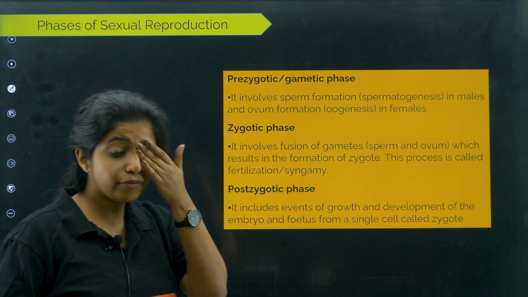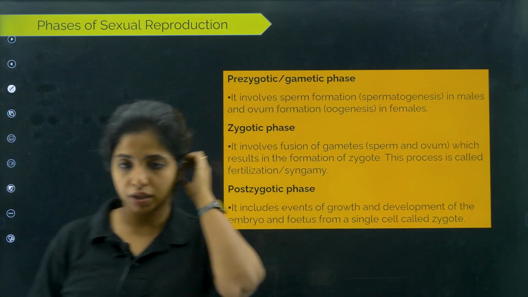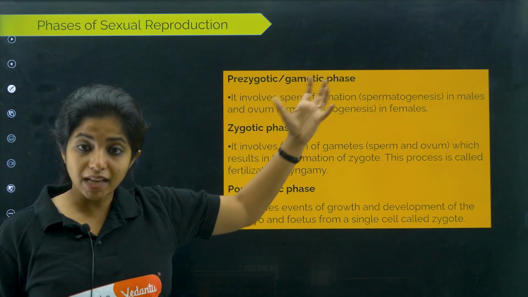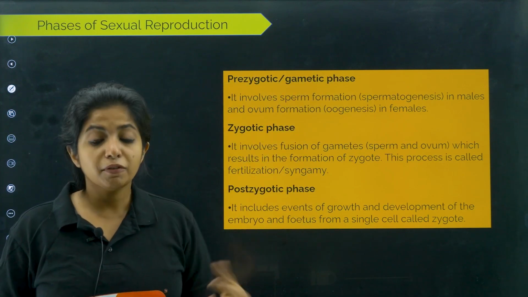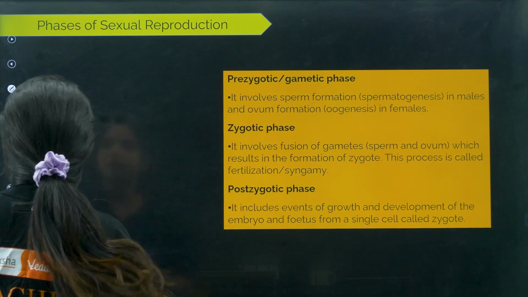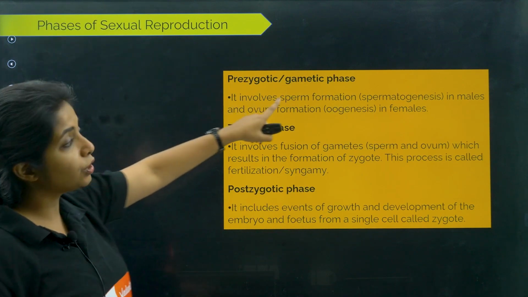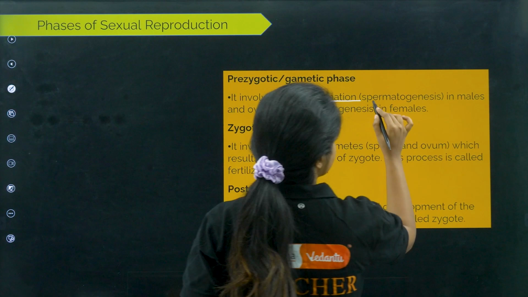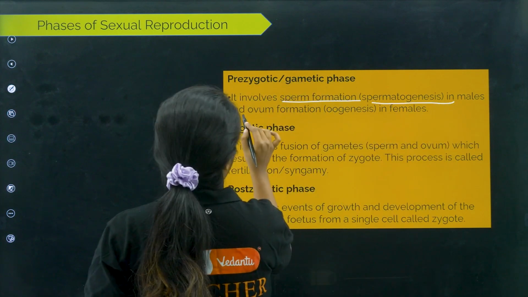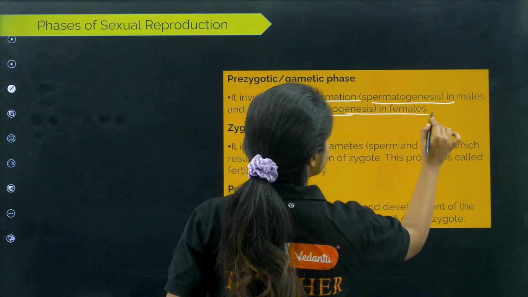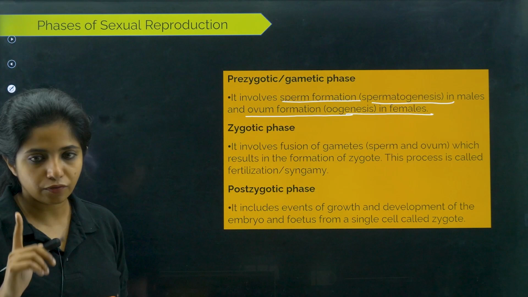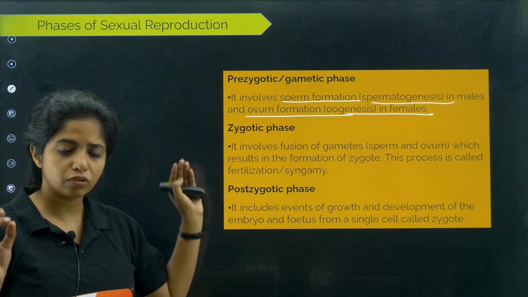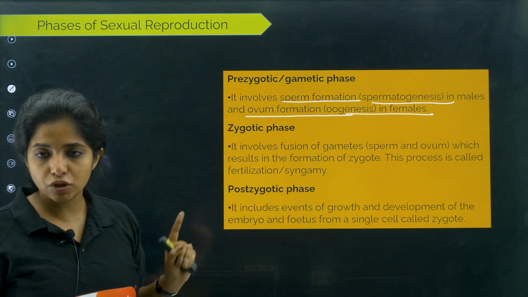Now, there are different phases of sexual reproduction, my dear children. There is the pre-zygotic phase, as in before the zygotes are formed. Before the zygotes, what do you need, children? You need gametes. So this is the phase where the gametes are formed. Sperm formation is known as spermatogenesis. Ovum formation is known as oogenesis. So all this has to happen in one phase. You don't have to remember the phases, this is just for your understanding. First thing, you need gametes to be formed.